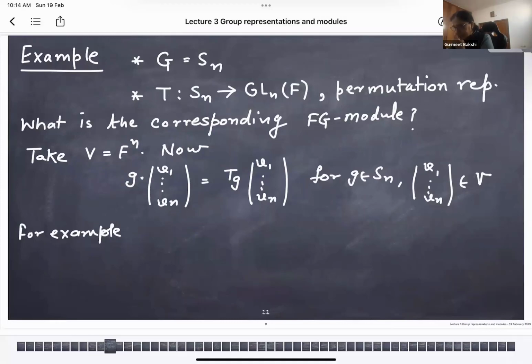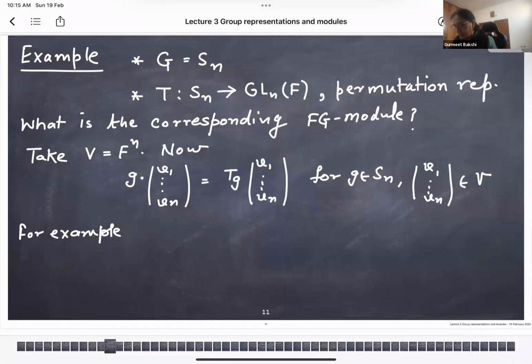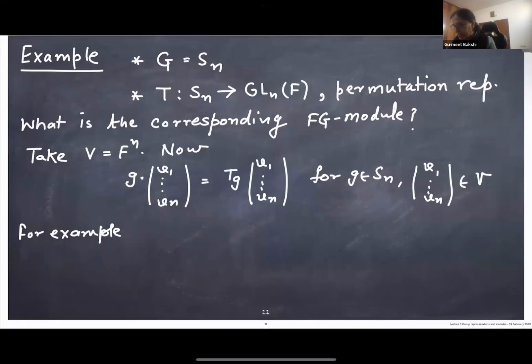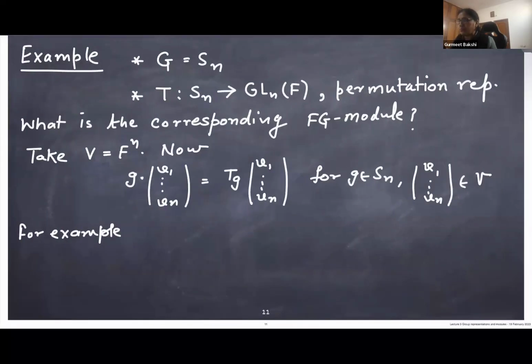Okay. As another example, just look at the permutation representation. What is a module coming from permutation representation? You have a representation from Sn to GLN(F). So your vector space is F^n, with basis V1, V2, ..., Vn. The action of G on V is like TG on V1, V2, ..., Vn.